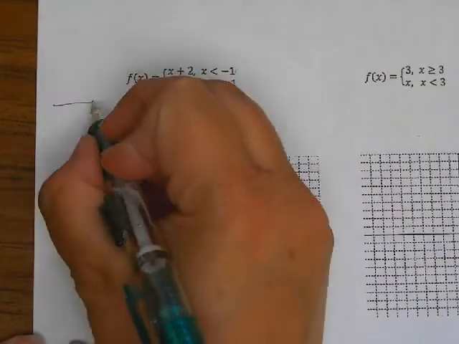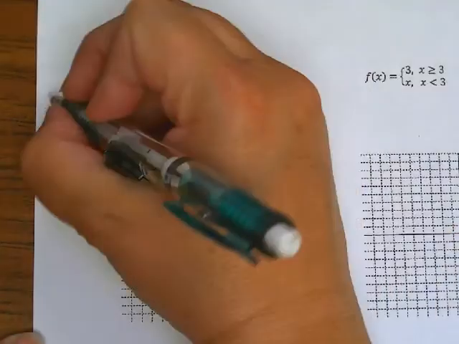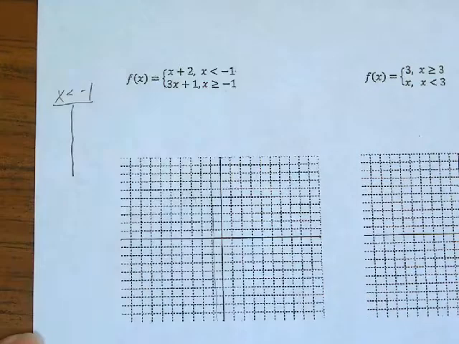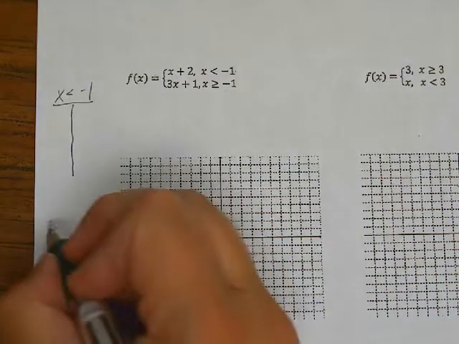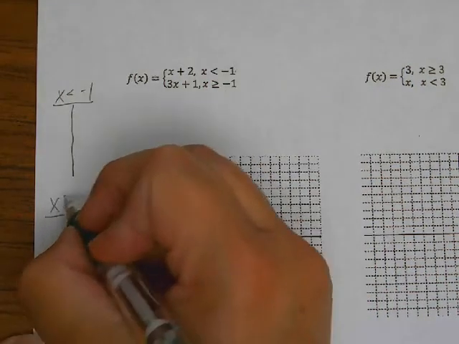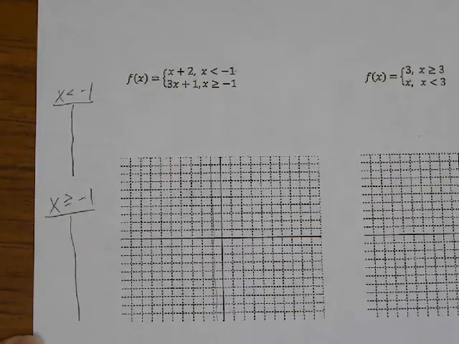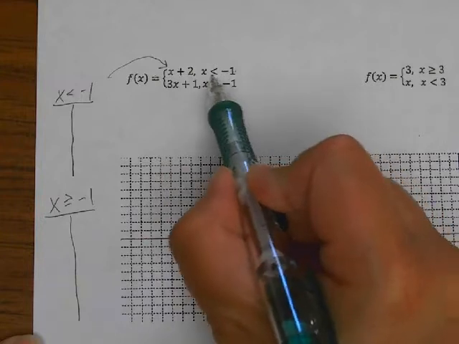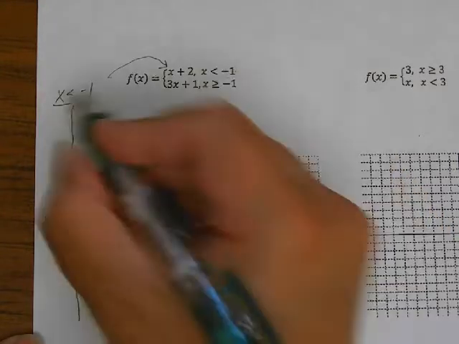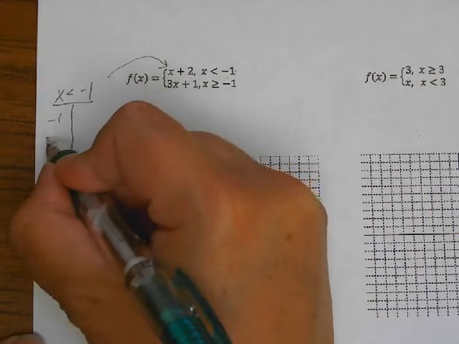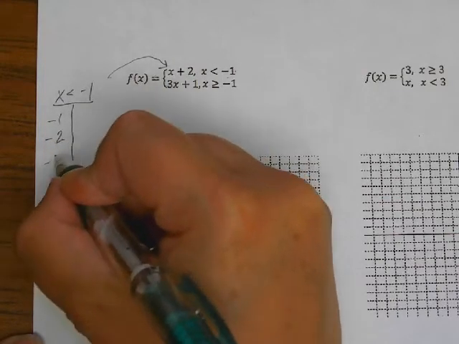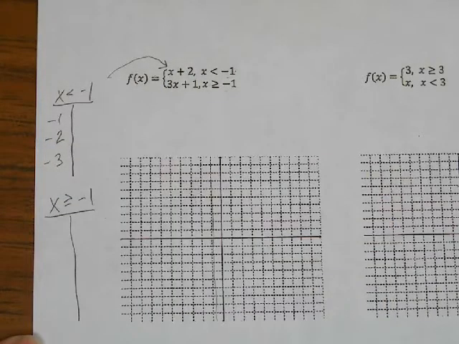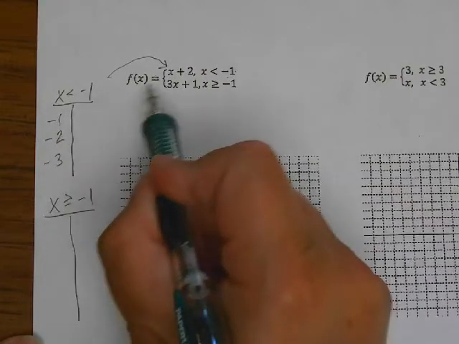So when I make my table of values, I'm going to have x less than -1. And then I'm going to have a table of values for when x is greater than or equal to -1. So this one is going to use this equation because that's where x is less than -1. So I'm going to do -1 and then some numbers less than -1 like -2 and -3. And then I'm going to plug these numbers in for x.